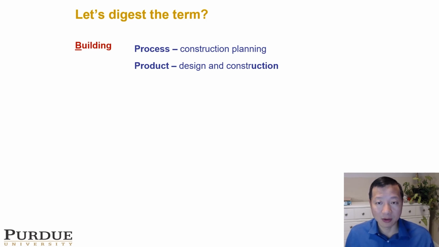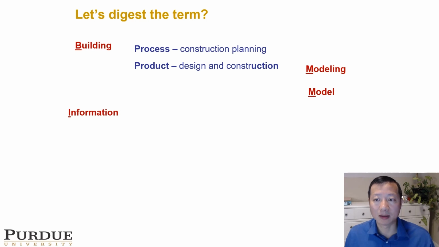Building as a noun refers to a product, an end result. So this product, you can be looking at a design product, right? You have a design of a building. Or it's the product of your construction. So you get the physical building back. So the process of developing this digital representation is modeling.